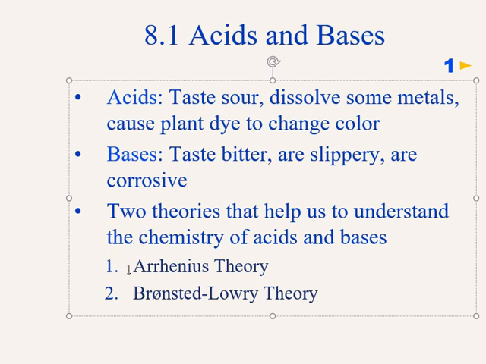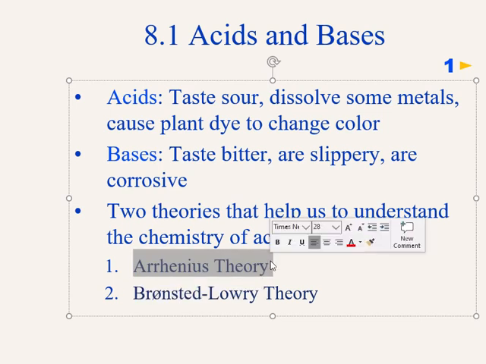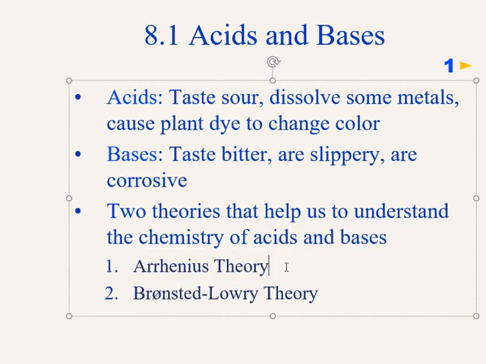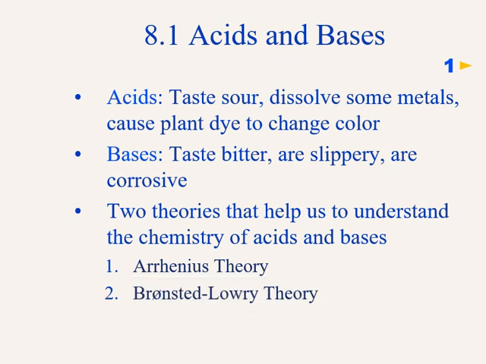The first one is called the Arrhenius theory, which is named after a Swedish chemist in the early 1800s who gave us his idea of acids and bases. And the second is known as the Bronsted-Lowry theory, after the two scientists who worked in the early 1900s and gave us their definitions of acids and bases. So we'll look at the first one, the Arrhenius theory, and see what the definitions say.